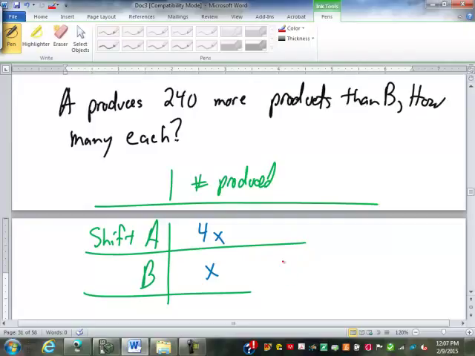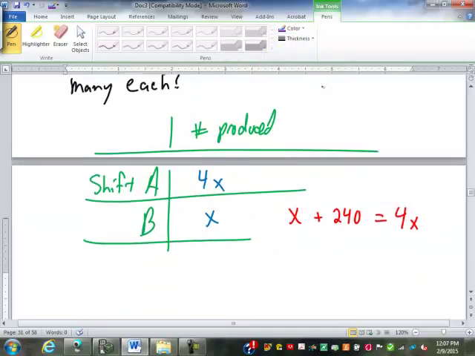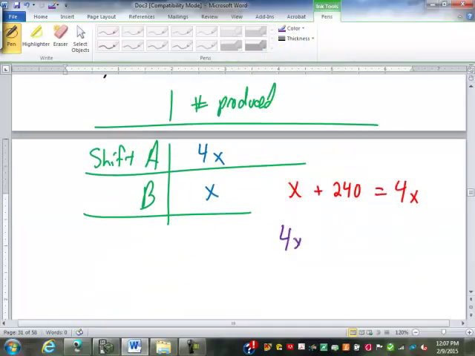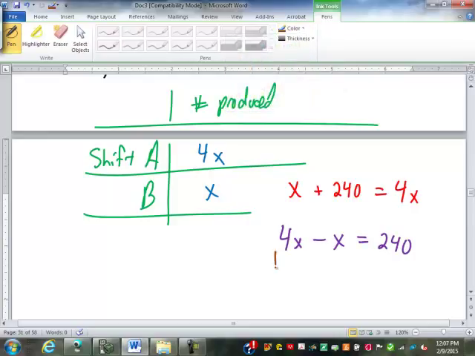So there's 2 ways we can look at this. We can say shift B, which is x, plus 240 equals shift A, which is 4x. Or we could have written it as the difference between them. Shift A minus shift B equals 240. Either way would be acceptable. I like the second way because it's a lot easier to solve that way. 4x minus x, if you think of that as 1x, that gives us 3x equals 240.